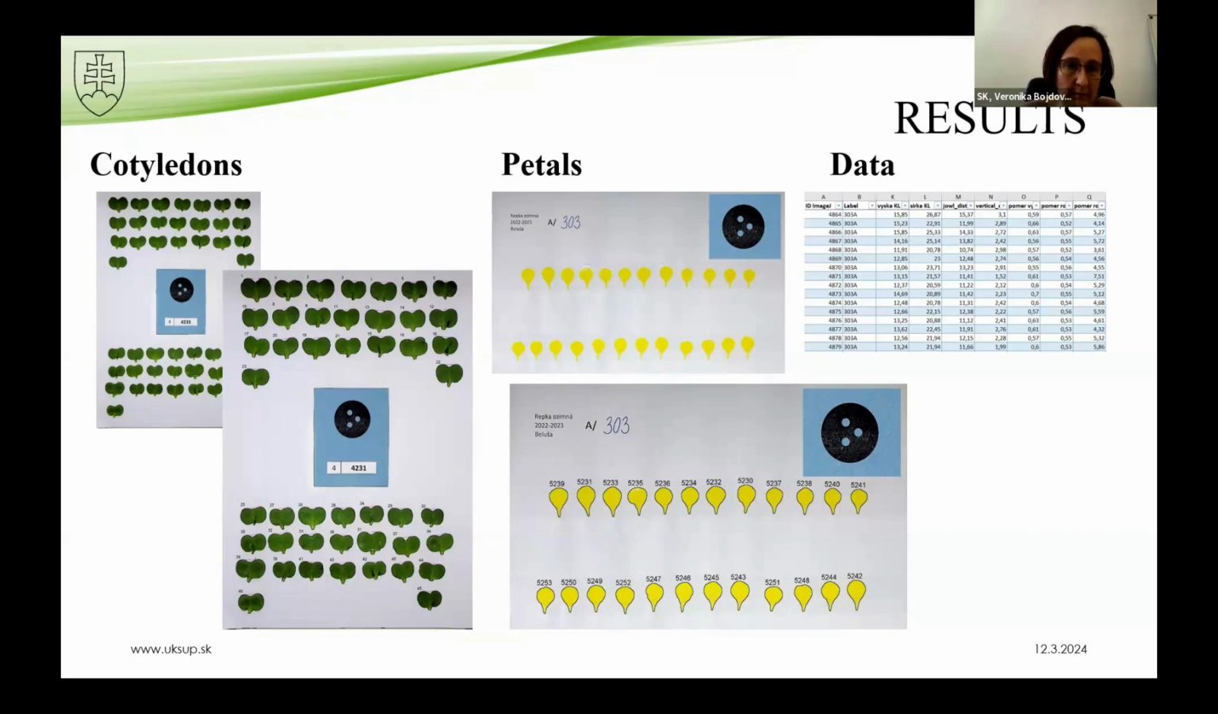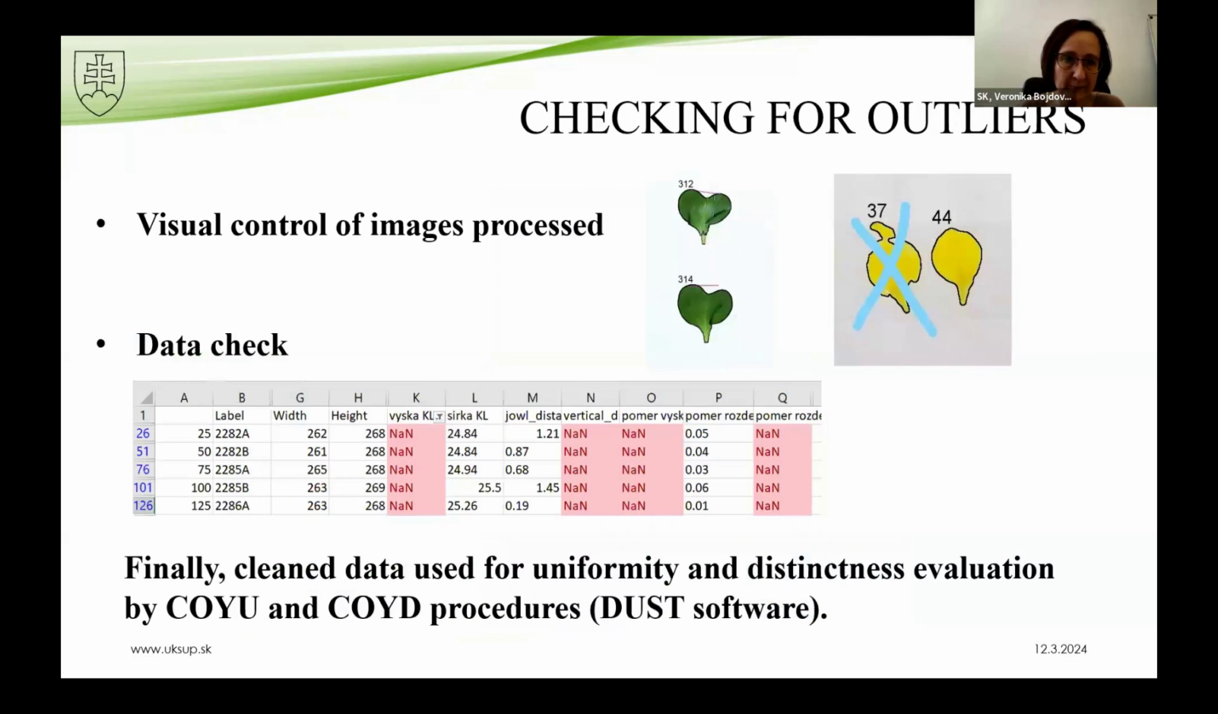On these images, you can also see the calibration discs. In the right upper corner of each image, there is a blue sheet of paper and a calibration disc with 3 holes. So we used the 30 millimeter diameter calibration disc in these images. Next slide, please.